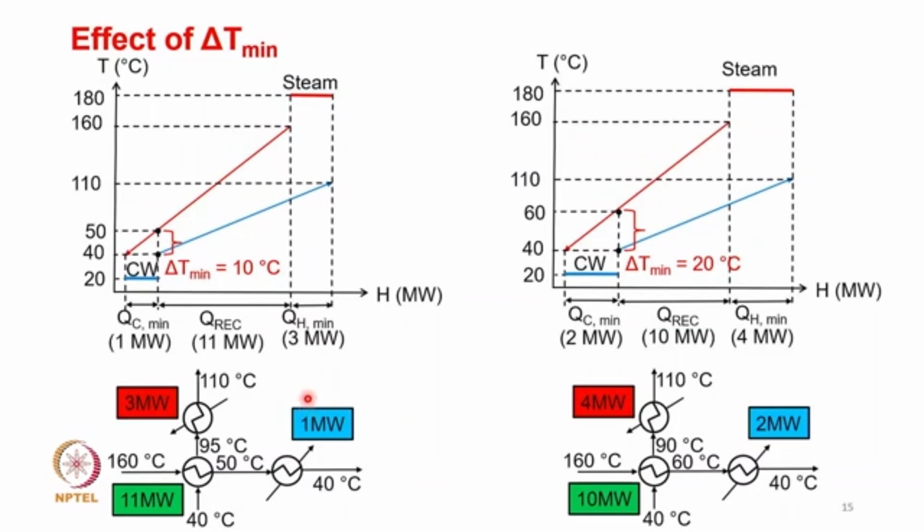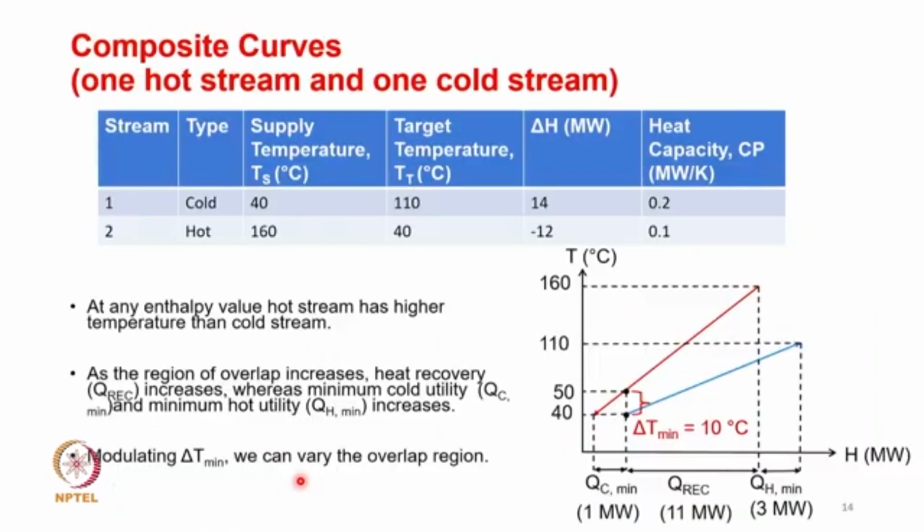So what are we trying to say? If you modulate this and increase the coverage, you would see that the effect of cold utility and the additional energy that you need to bring in would be reduced. So here, by natural heat recovery you can get around 11 megawatt, and 3 you will have to supply externally, and 1 you have to take out additionally.